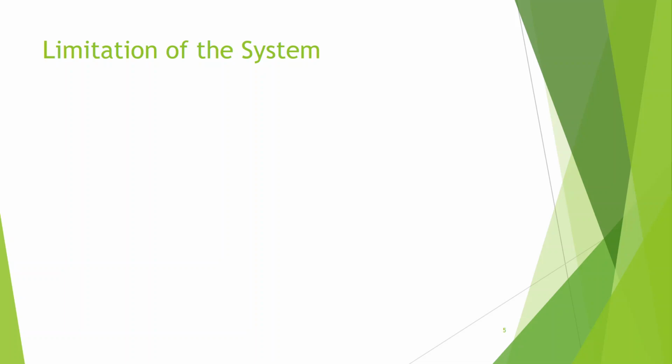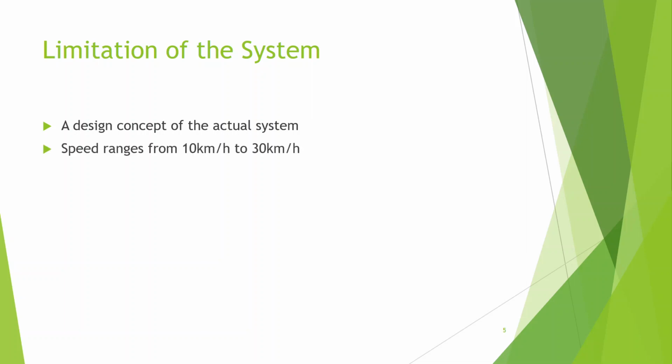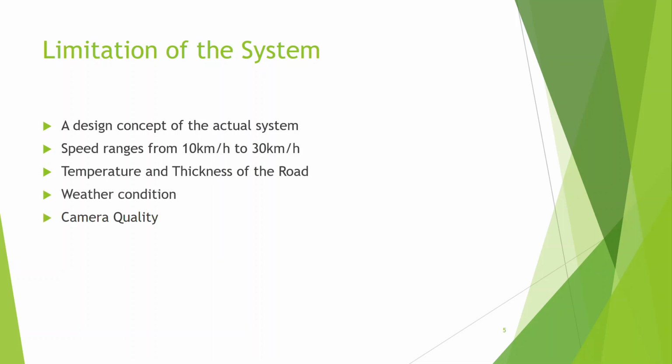Therefore, for our design, we have considered some limitations of our system. First, as we are to build a concept design of the actual system, the speed ranges are from 10 kilometers per hour to 30 kilometers per hour. Temperature and thickness of the road will not be considered. Weather condition will not be considered. And the quality of the camera is what we have available.